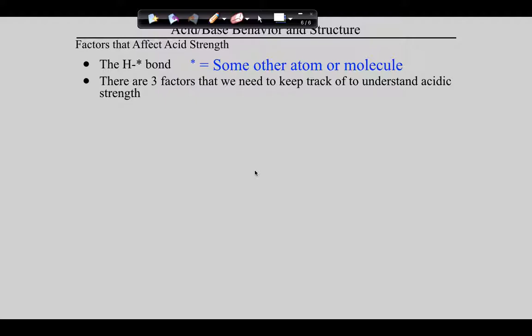Why do we care about this bond? Because this bond determines the strength of the acid. If it breaks easy, it'll be strong. If it breaks but reforms, it'll be weak. If it doesn't break at all, it'll be an alcohol. Does that make sense? Okay, so what are the factors? Well, guys, factor number 1 is the polarity of the H star bond.